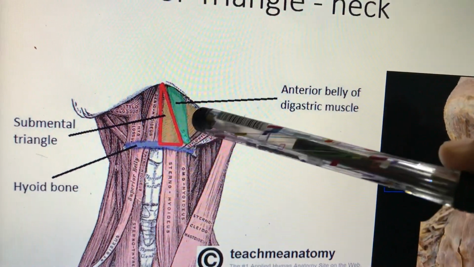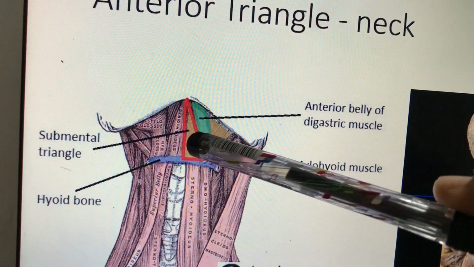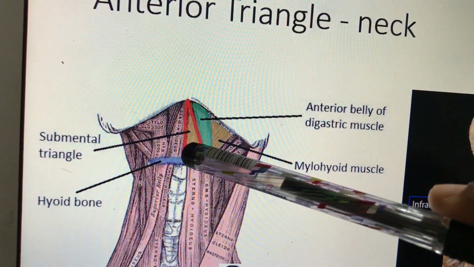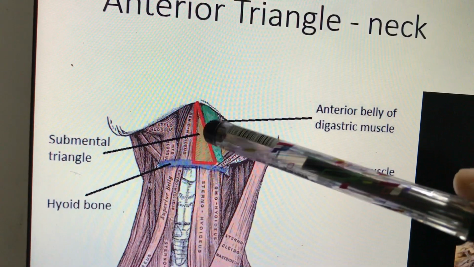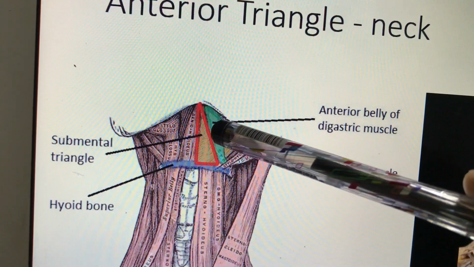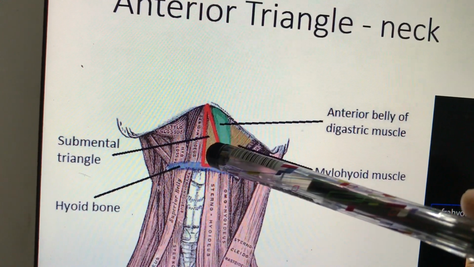Here I will discuss the MCQ point of view. Anterior belly of digastric, and this is mylohyoid. Mylohyoid is supplied by the nerve to mylohyoid. The same nerve goes and supplies the anterior belly of digastric too. So both muscles are supplied by the same nerve to mylohyoid.